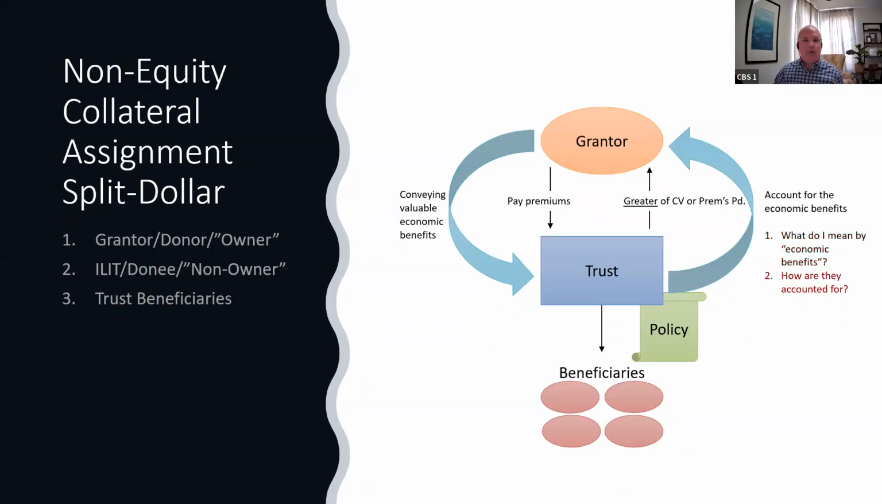How do we account for them? Well, the trustee needs to actually pay that amount to the grantor, or that amount can be treated as a gift from the grantor to the trust.